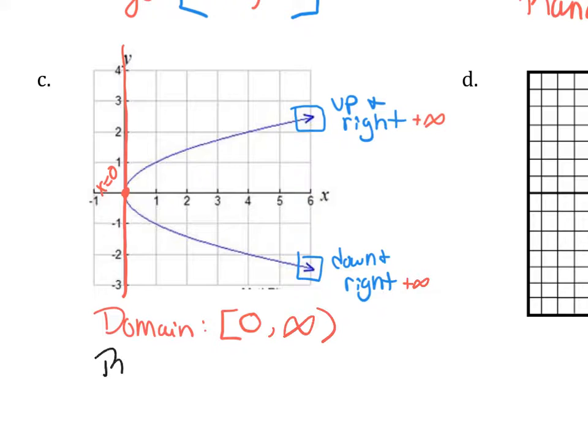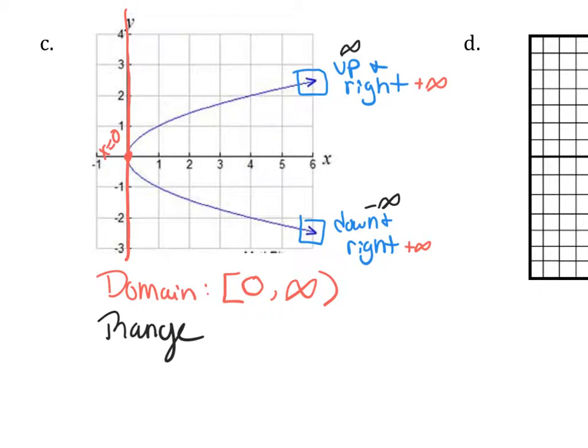Okay, and then for our range, we have one arrow that's going down forever, that's going to negative infinity. And we have one arrow that's going up forever, that's going to positive infinity. So that is going to be our range. There is no stopping point when we're going from our lowest y value to our highest y value because it's going down forever and up forever. So our range would just be negative infinity to infinity, both with parentheses.